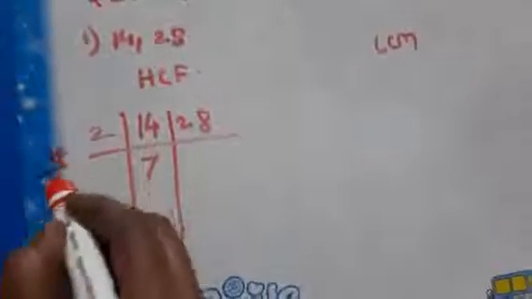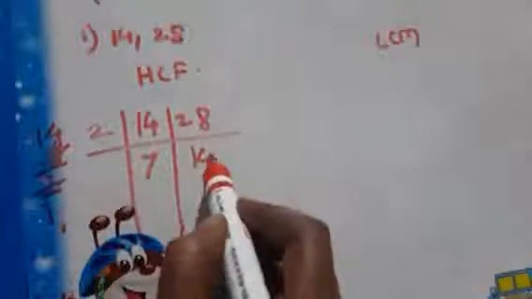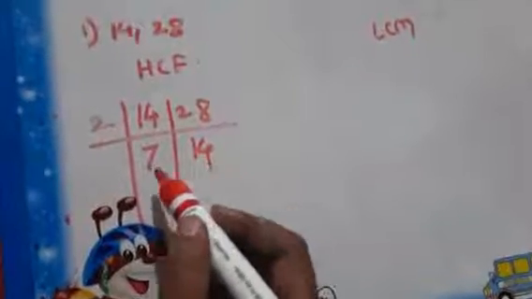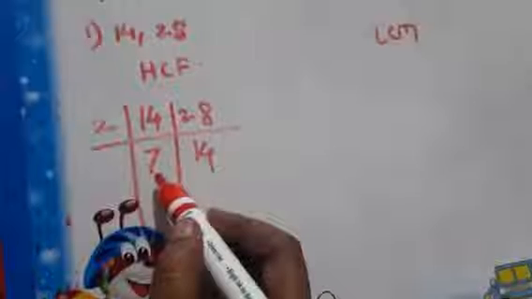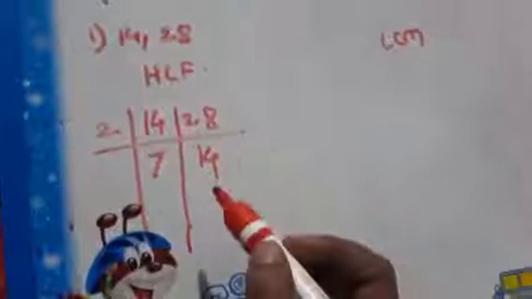Below 28, what should be written? 28 divided by 2. The first digit is 2, so 2 ones are 2. And the second is 8, so 2 fours are 8. So here will be 14. Now if you see these two numbers, 7 is prime. So the common factor 2 we can't take again. So we will check for the next numbers.